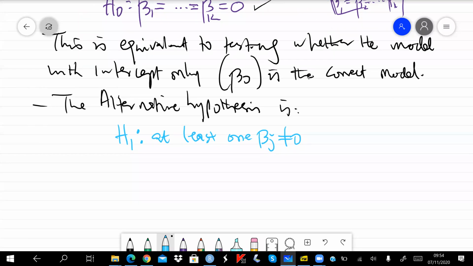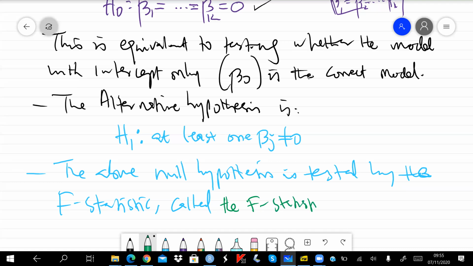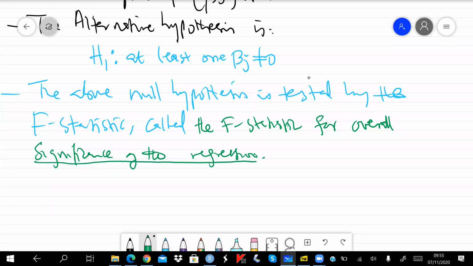Okay. Then we say that the above null hypothesis is tested by the F statistic, called the F statistic for overall significance of the regression. So we use the F statistic for overall significance of the regression.